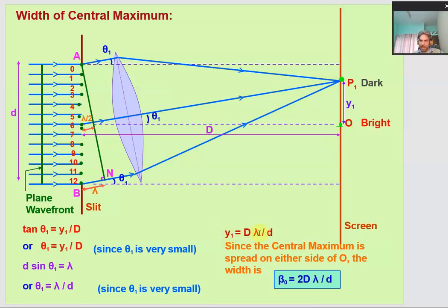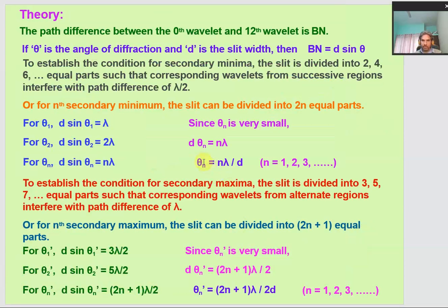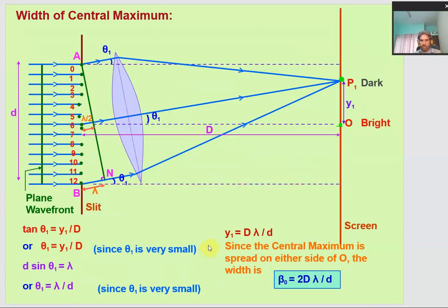Similarly, we can find out if point P1 is the position of the second dark fringe, then it will be theta 2 here, and from there we can write according to the expression. Theta 2 will be equal to 2 lambda upon d, since n is equal to 2. So when we substitute theta 2 we will get y2, which will be equal to 2 D lambda upon small d. That will be the position of the second minima, or second dark fringe.